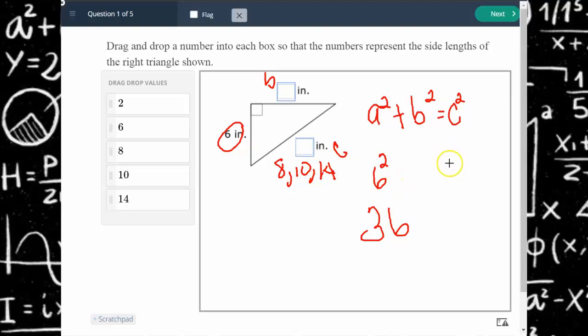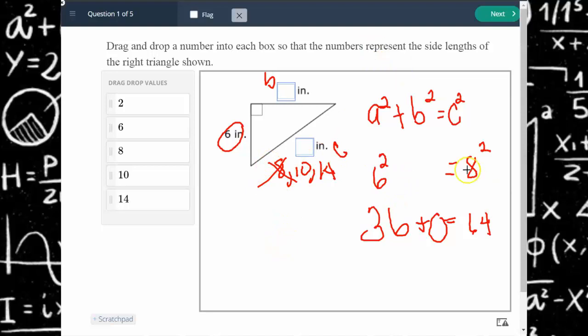So I'm going to look over here, and I'm going to start with 8. If this was 8 squared, then this would be 64. 36 plus what is equal to 64? When I look at that, I can do 64 minus 36, giving me a value of 28. Well, I know that there's no value here that squared equals 28, because 28 is not a perfect square. So I know the hypotenuse cannot be 8.